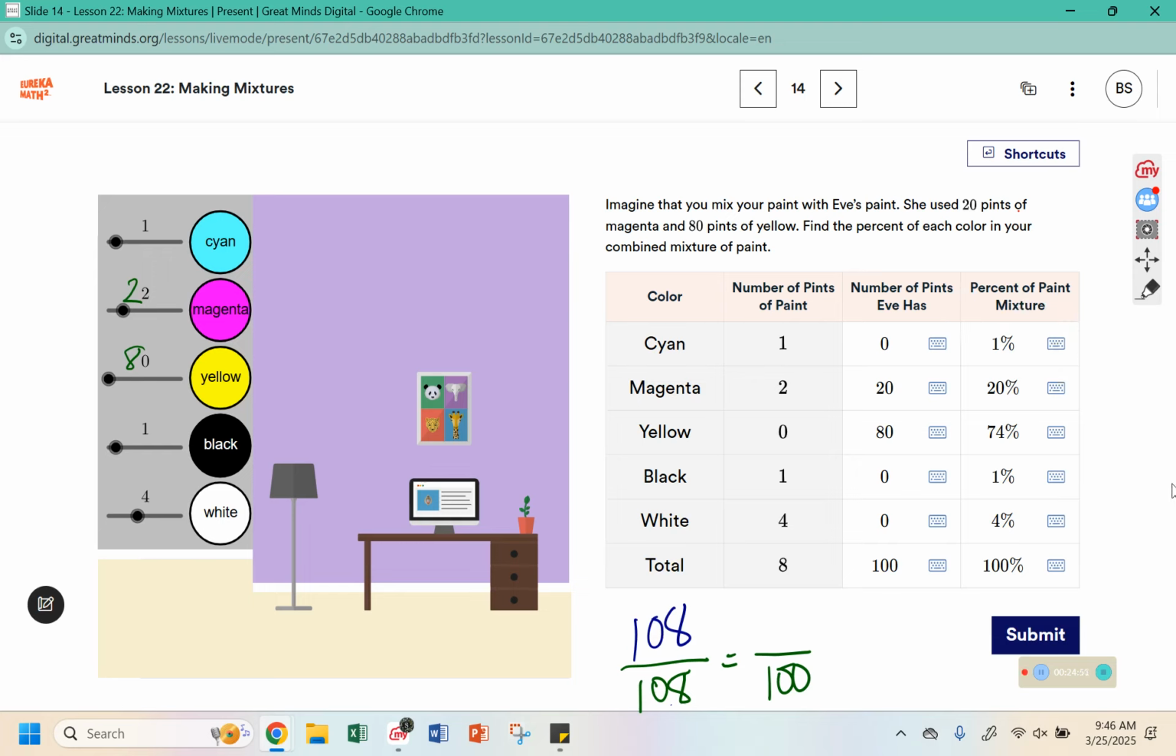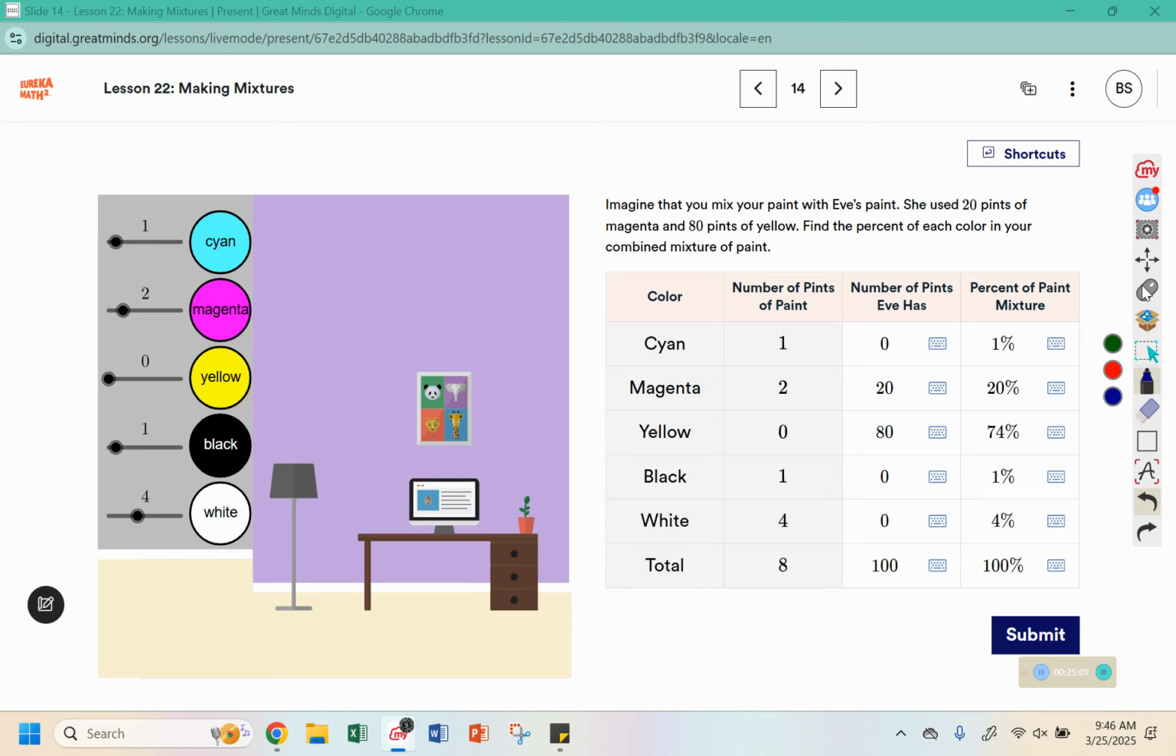If yours doesn't come out exactly to 100%, it could be because we have what's called a round off error. When we round, it may adjust to be a little bit above 100 or a little bit below 100, but it should be very close to 100%.